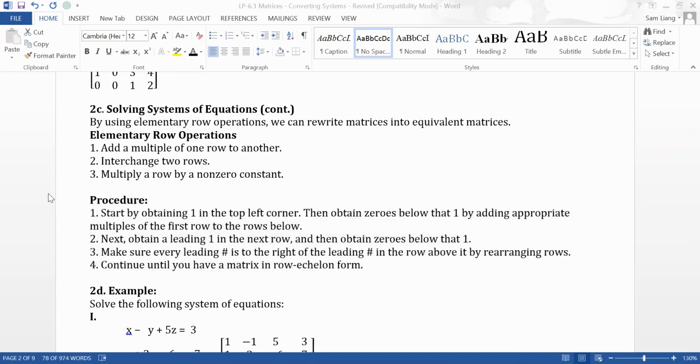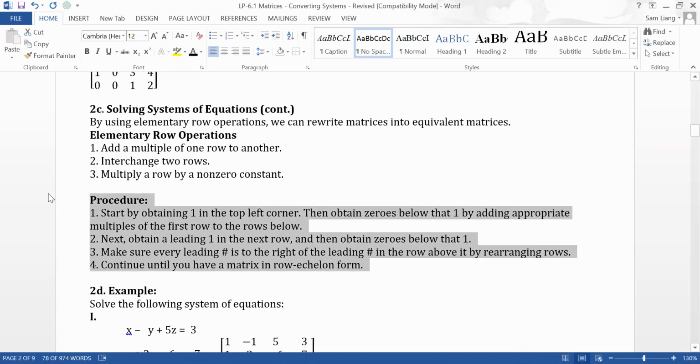Start by obtaining 1 in the top left corner. Then obtain zeros below that 1 by adding appropriate multiples of the first row to the rows below. 2. Next, obtain a leading 1 in the next row and then obtain zeros below that 1. Then make sure every leading number is to the right of the leading number in the row above it by rearranging rows. Then continue until you have a matrix in row echelon form.